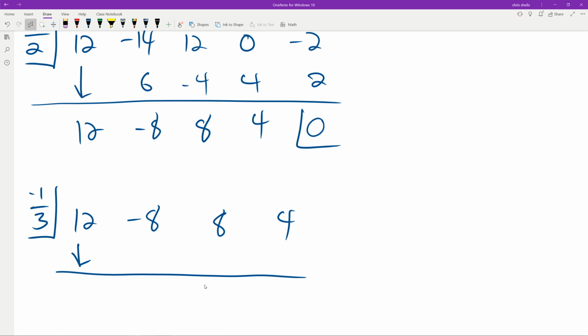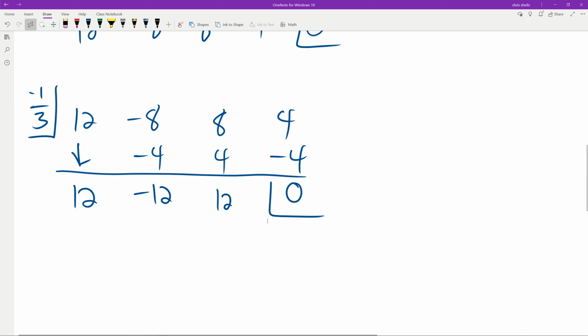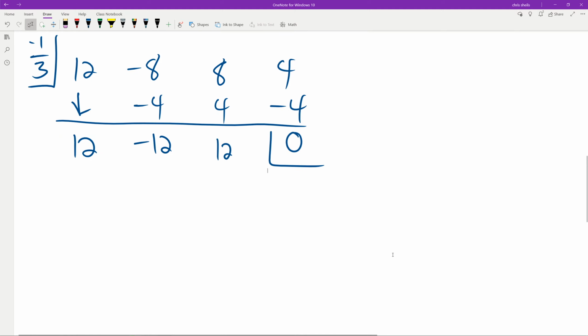12 comes straight down. 12 times negative 1/3 is negative 4. Plus negative 8 is negative 12. Times negative 1/3 is positive 4. Plus 8 is 12. Times negative 1/3 is negative 4. Plus 4 is 0. I get a remainder of 0. So x equals negative 1/3 is also a root.